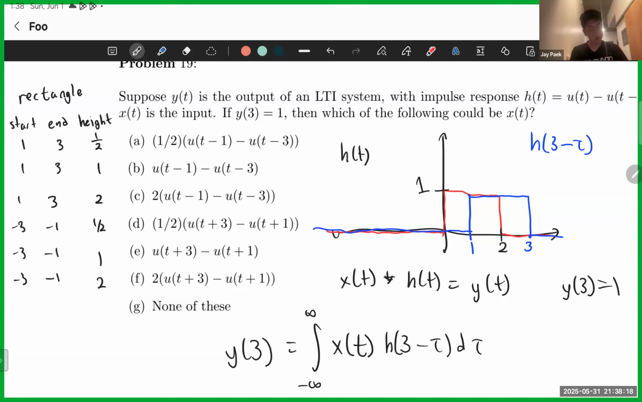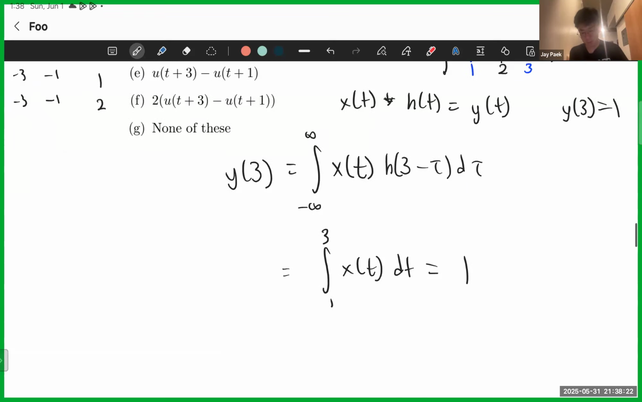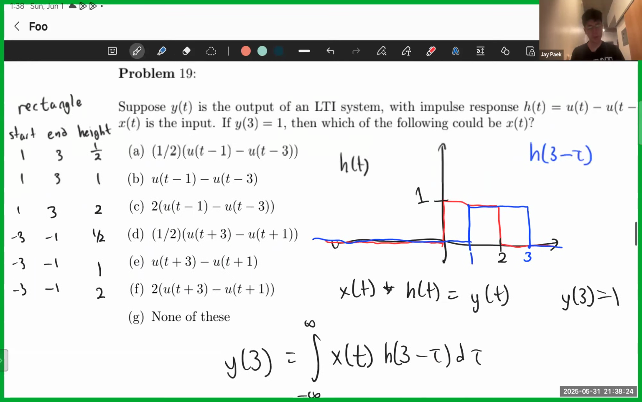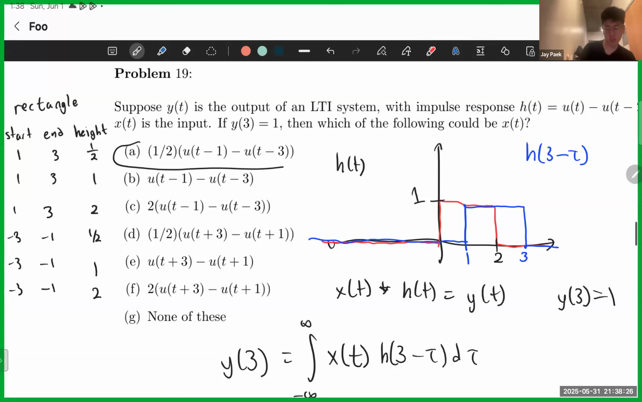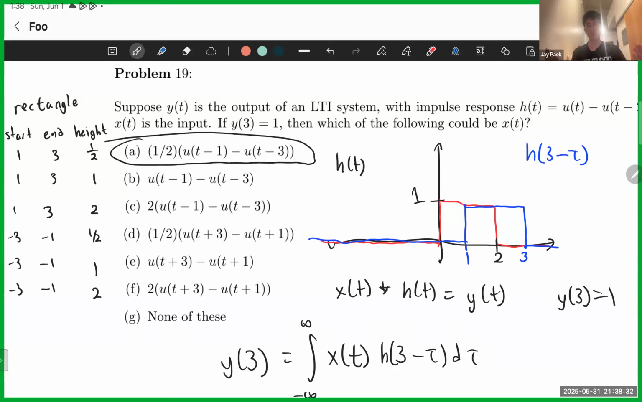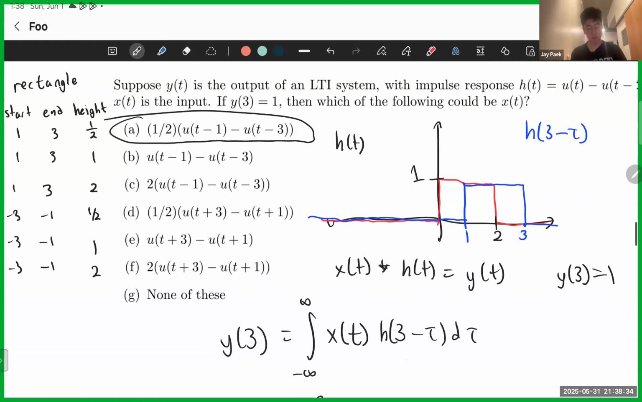Now I want to ask you, which function will give me an area of 1 when I integrate it from 1 to 3? That should only be one answer, which is the rectangle of width 2 defined between 1 to 3 and height 1/2, which is exactly how we obtain our answer.